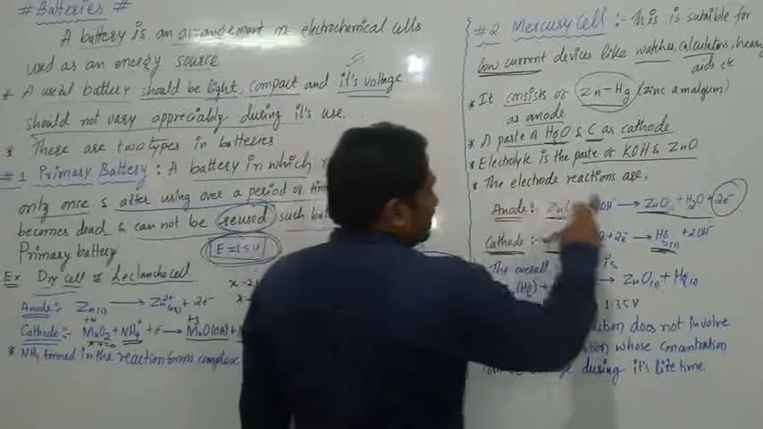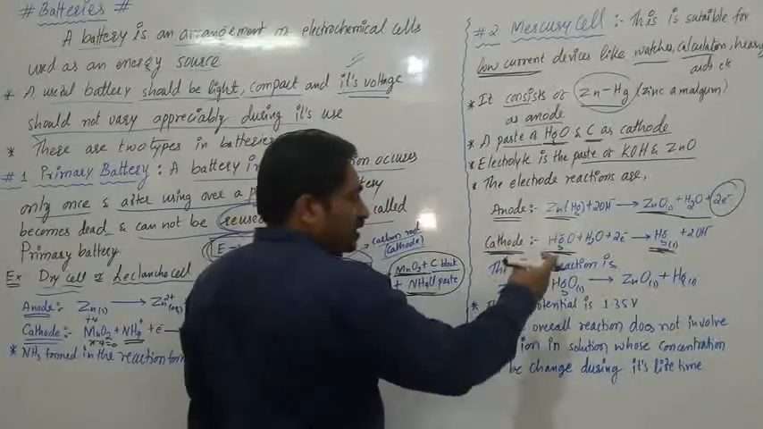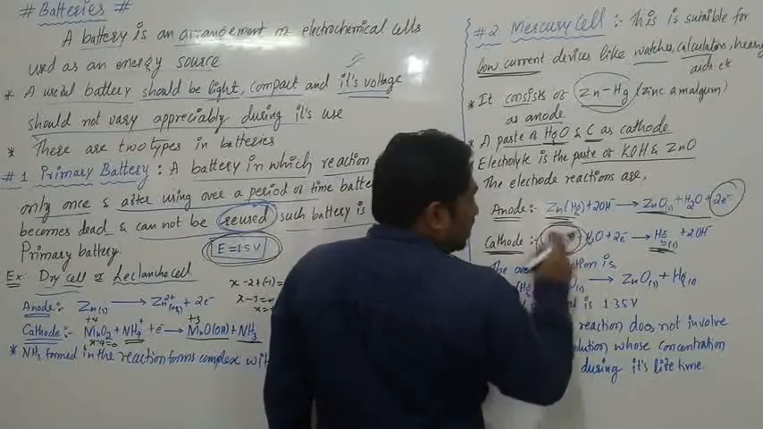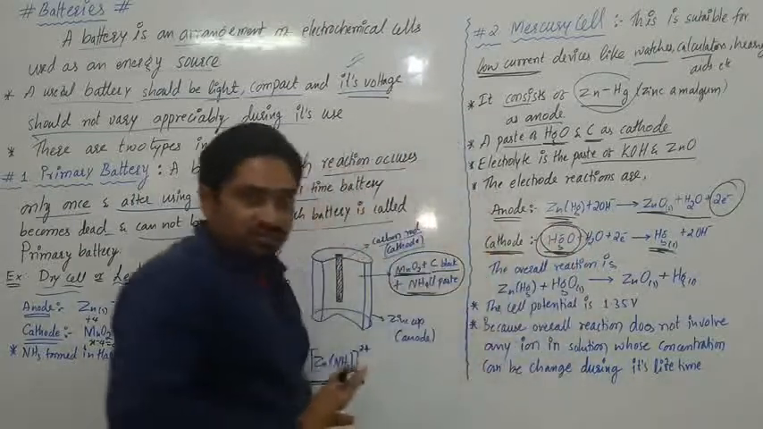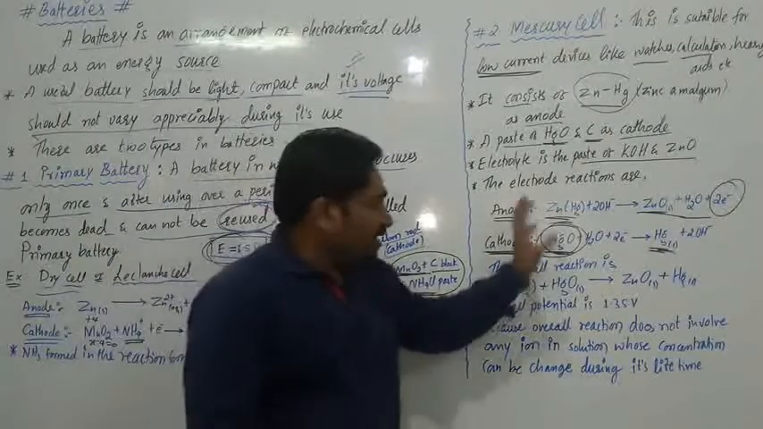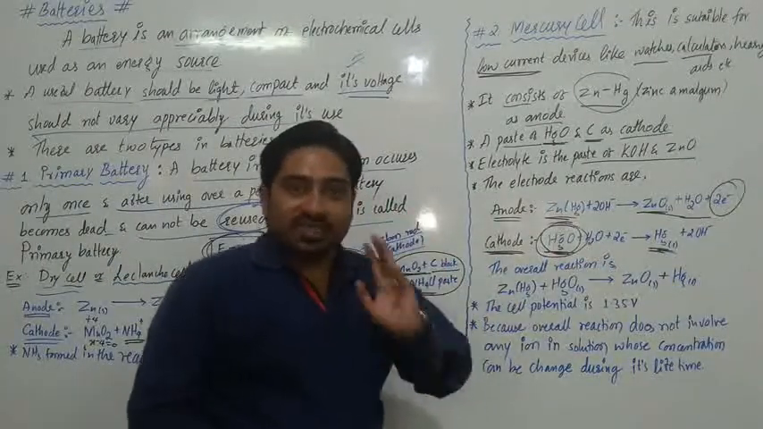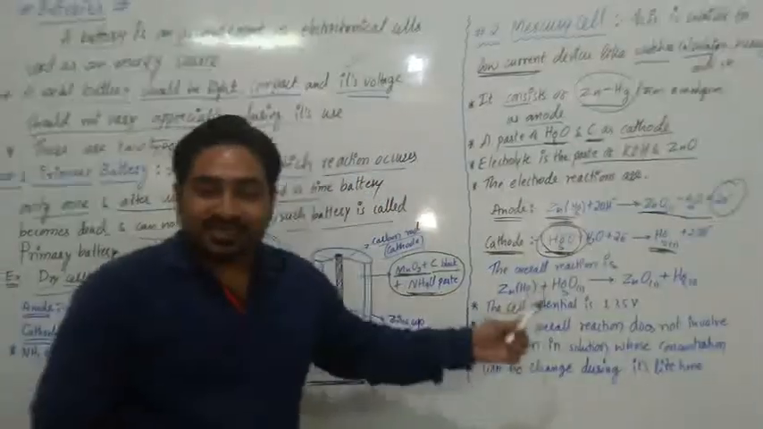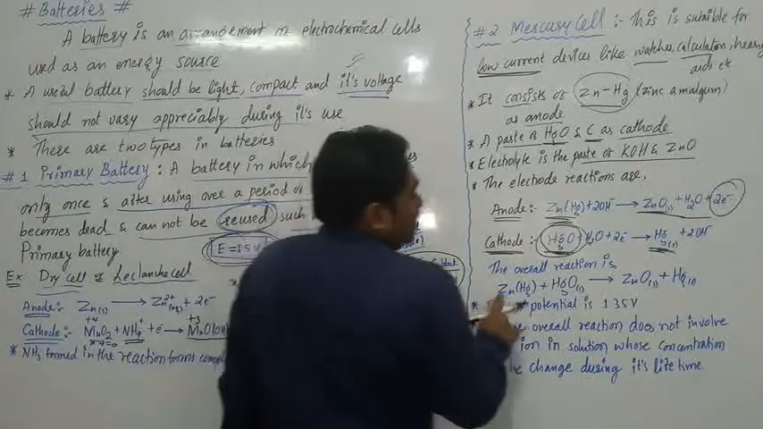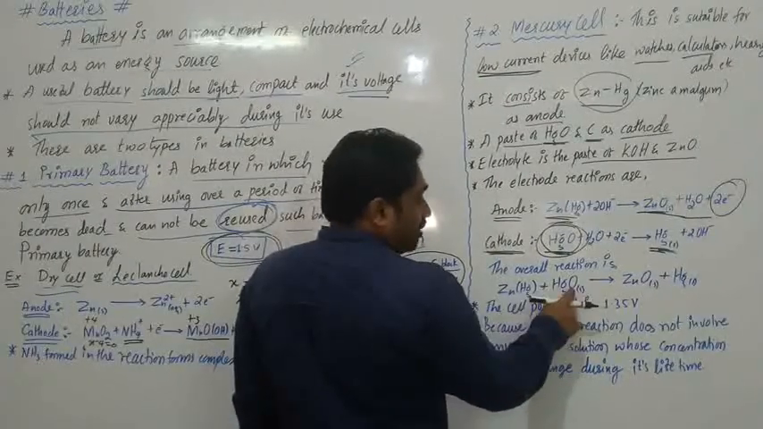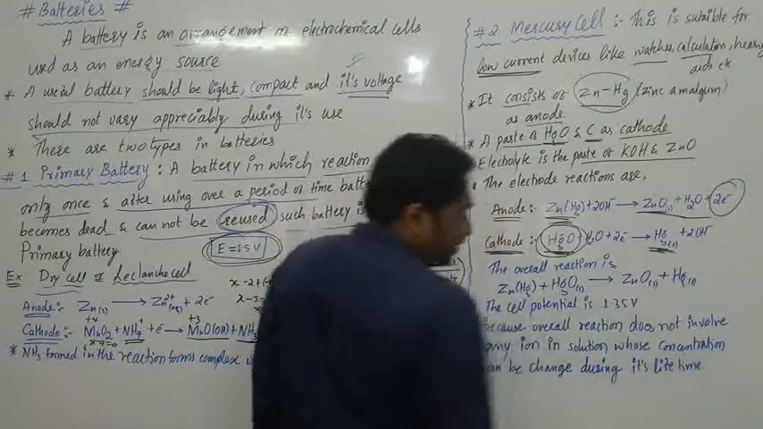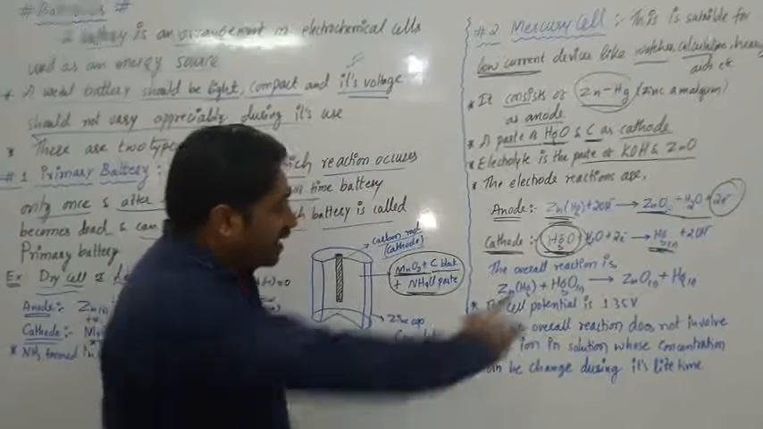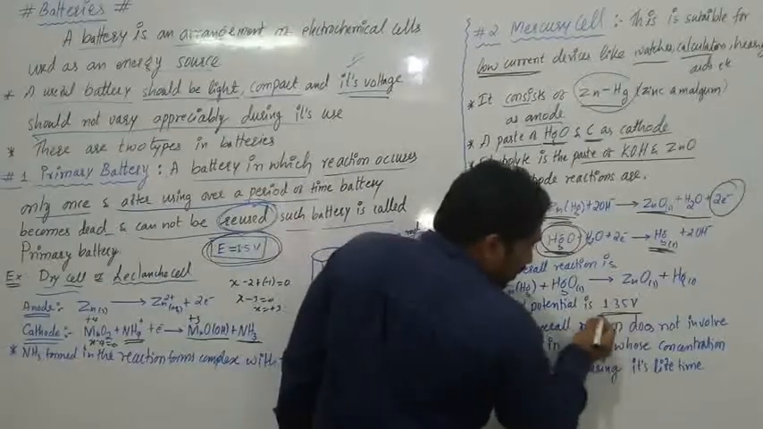So this battery is said to be in use until the amount of mercury oxide is exhausted. As long as the mercury oxide is there, the battery is said to be working. We can write the overall reaction as zinc amalgam plus mercury oxide gives zinc oxide plus mercury. This is the overall reaction taking place in the cell, and the cell potential is around 1.35 volt.